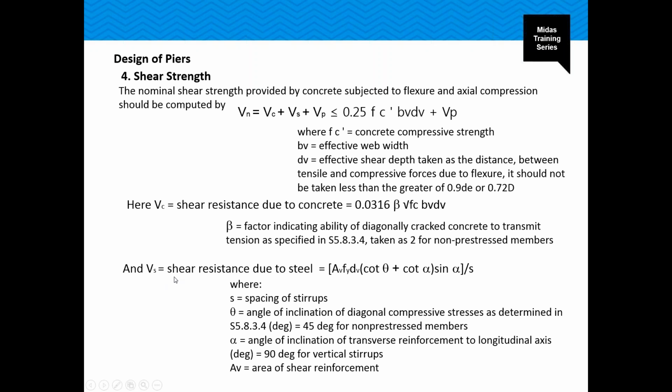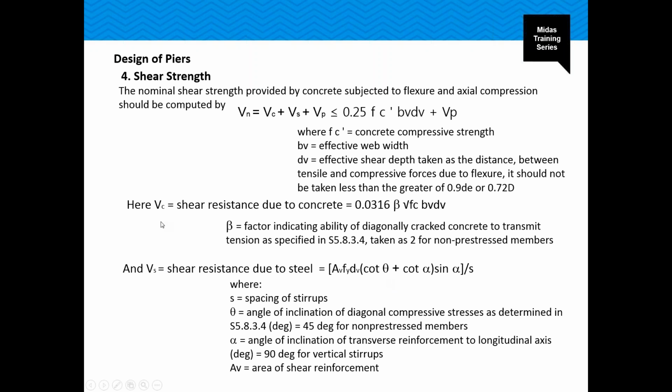and the shear resistance due to steel, if we are providing stirrups, let's say links or spiral reinforcement, is given by this equation, wherein the alpha term over here is the inclination of the links, which is generally 90 degrees, and theta is the internal inclination of the diagonal compressive stresses, which is generally taken as 45.